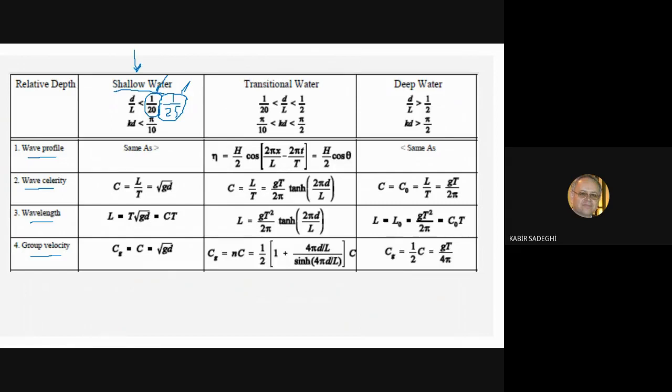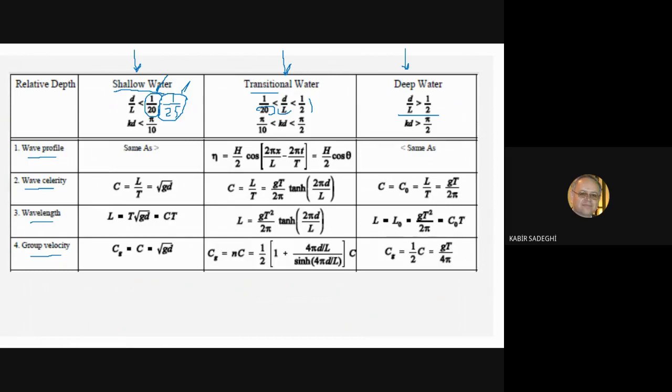And here again is 1 over 25. But 1 over 2 are the same. If water depth over L is between 1 over 2 and 1 over 25, this is transitional wave water. You see that. And deep water, in any case, is very famous that D over L is greater than 1 over 2.